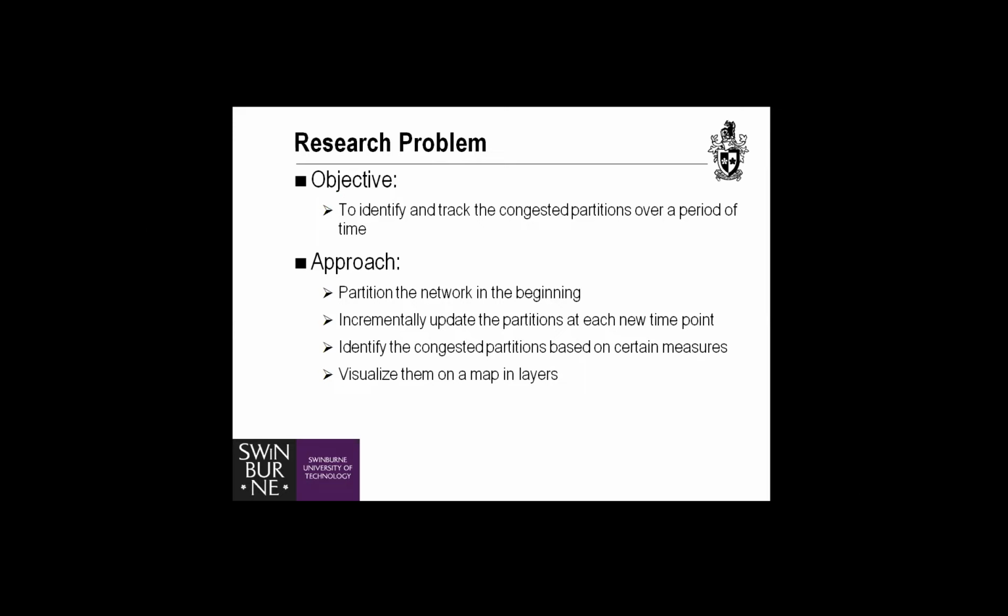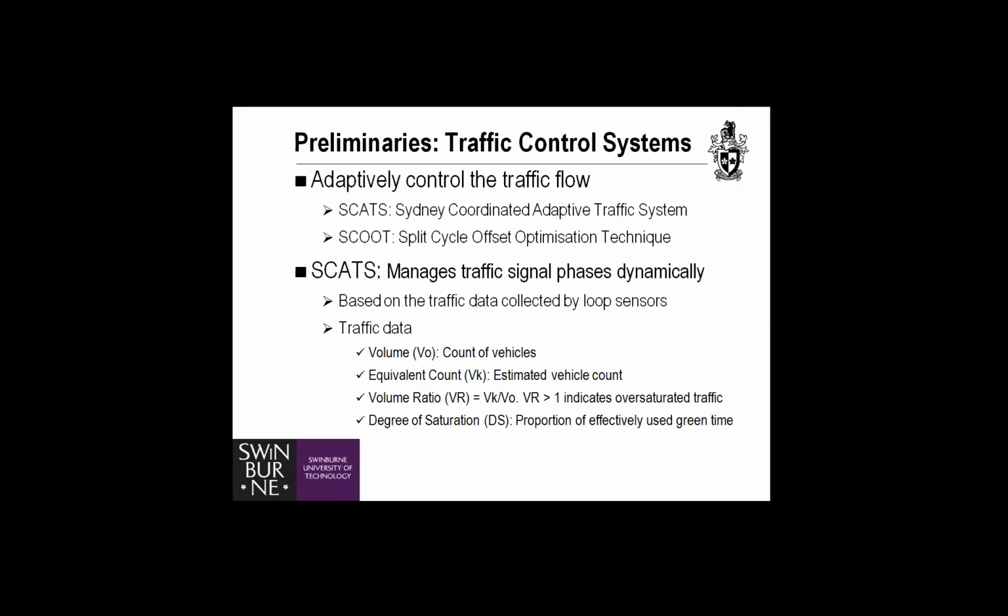Say we have got all the different partitions at the point of time. Now we want to identify only the congested partitions, as we are more keen to look into them. So we define certain measures to identify when we can say that a partition is congested. Then finally, when we have identified these using statistical measures, we visualize them on a map in different layers. So overall, it is a framework that I'm going to explain in the following slides.